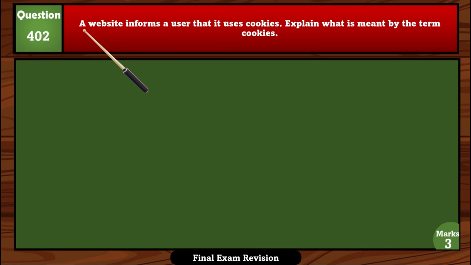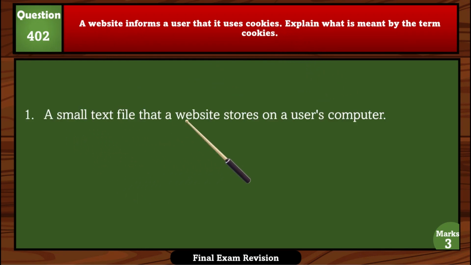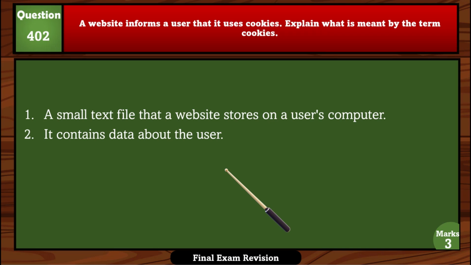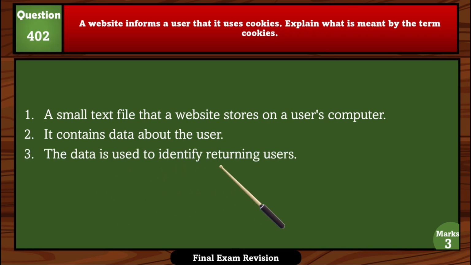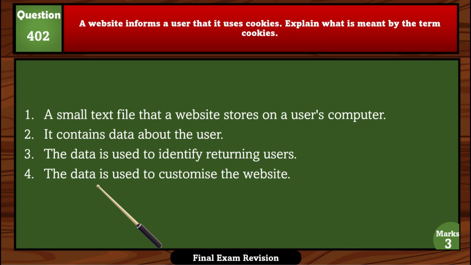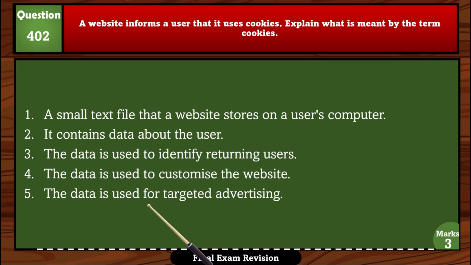Question 402. A website informs a user that it uses cookies. Explain what is meant by the term cookie. A cookie is a small text file that a website stores on the user's computer. It contains data about the user. The data is used to identify returning users. The data is used to customize the website. The data is used for targeted advertising.